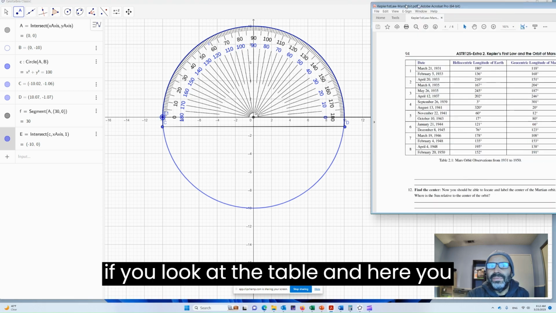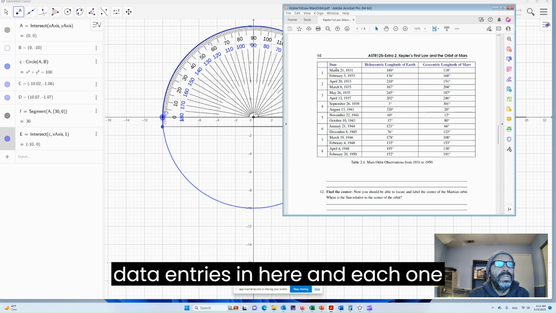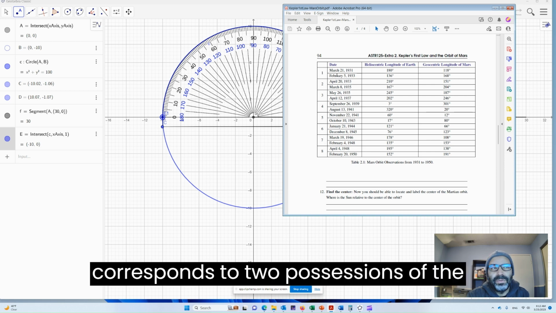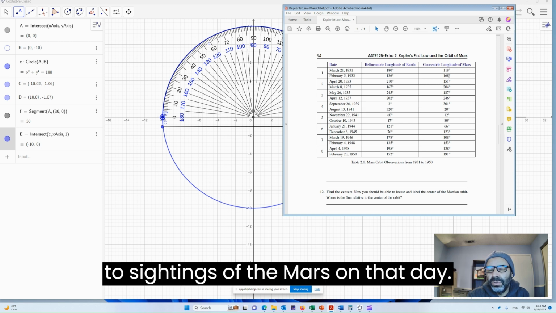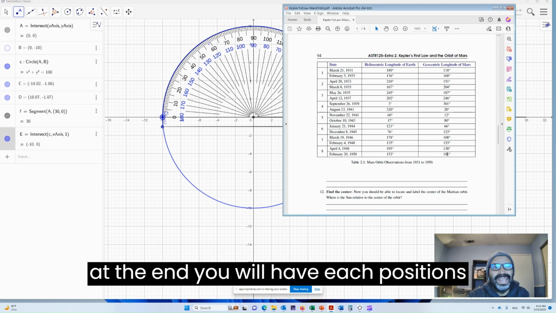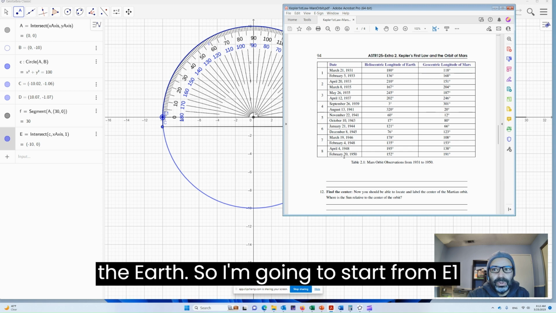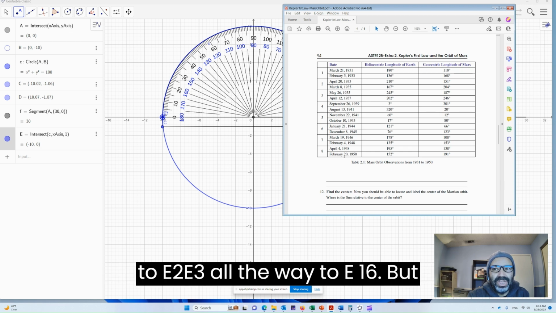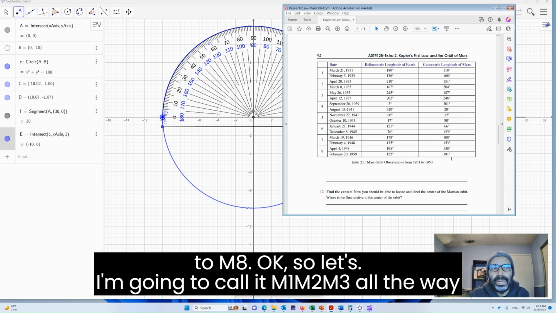Because if you look at the table in here, you have 16 points. You have 8 data entries in here, and each one corresponds to 2 positions of the Earth, and each one of them corresponds to 2 sightings of Mars on that day, and Mars will have a unique location. So at the end, you will have 8 positions for Mars and 16 positions for the Earth. So I'm going to start from E1 to E2, E3, all the way to E16, but Mars at the end will have positions, I'm going to call them M1, M2, M3, all the way to M8.